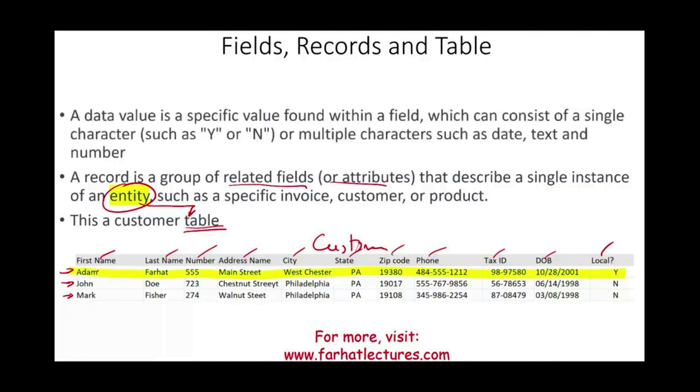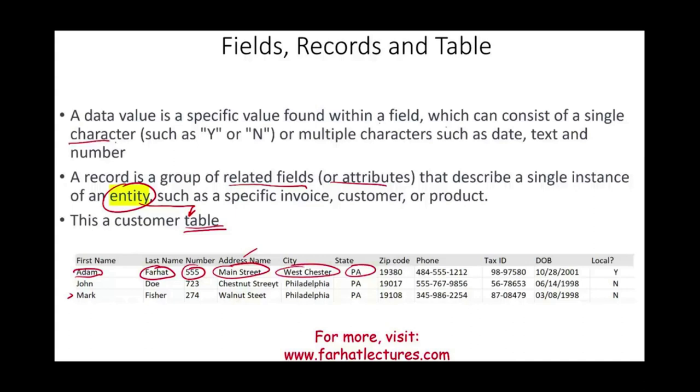Now, within this record, we have the actual data values: first name, last name, the number of the street, name of the street, the city, the state, and so forth. A data value is a specific value found within a field, which can consist of a single character such as yes or no, or multiple characters such as a date, text, and numbers. Now these are the values. They could be text, for example, under the zip code, they can only accept numbers.